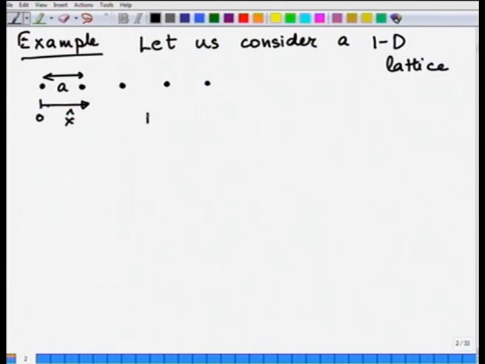What is the lattice vector for this then? In that case, I can write this lattice vector as n times a vector, which is the same thing as n times a x hat, meaning the lattice vector is simply equal to a x hat. So, a is the periodicity of this. If so, let us now find the reciprocal lattice vector.